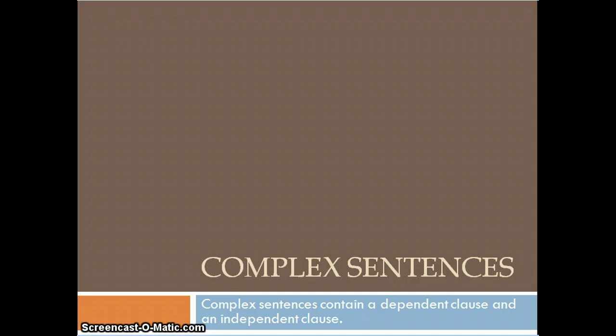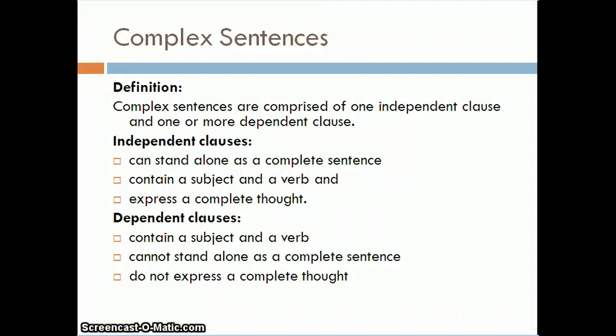Hi, in this video we're going to talk about complex sentences. And complex sentences contain a dependent clause and an independent clause. So they are different from compound sentences, which contain two or more independent clauses. So here's our definition of complex sentences. As I mentioned already, they are comprised of one independent clause and one or more dependent clauses.